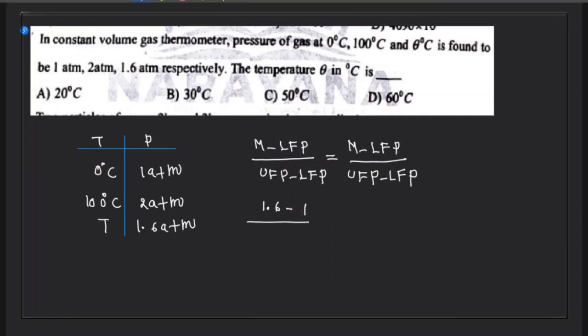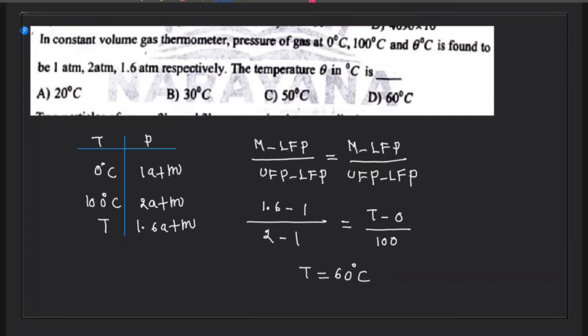At the lower fixed point, I mean at 0, the pressure is 1, by, at 100, which is the maximum here, the pressure is 2, minus 1, will be equal to, this unknown temperature T minus the lower fixed point, which is nothing but 0, by 100, right? So now you could clearly get the answer. 1.6 minus 1 can be written as 0.6. 0.6 into 100 can be written as T. Therefore T is equal to 60 degree Celsius. That was the temperature required.